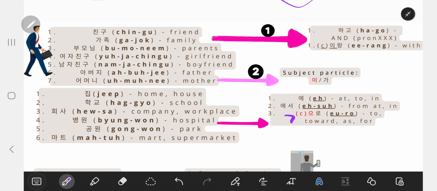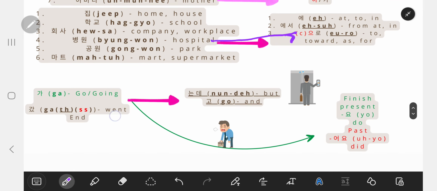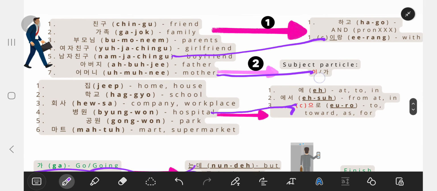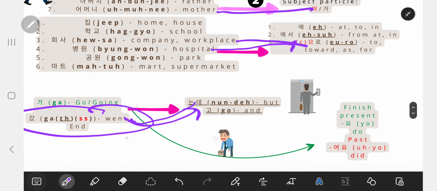But let's do this. I went to the hospital with my boyfriend, so 남자친구랑 병원으로 갔는데, excuse me, that's the first one. 갔는데, here, 갔는데, 어머니가 회사로, and then we're here, 갔어요.